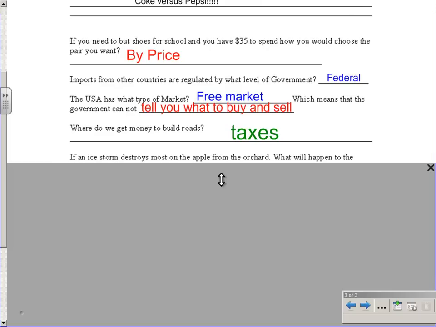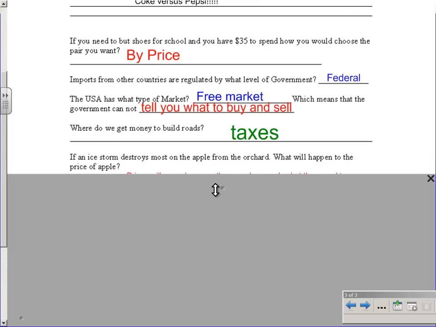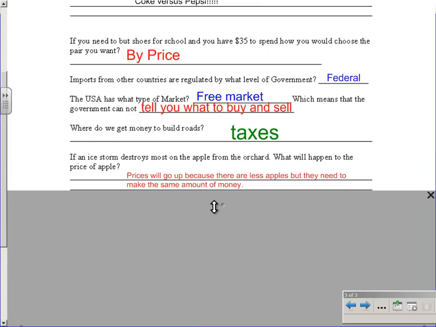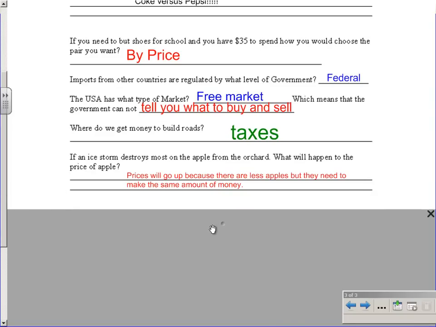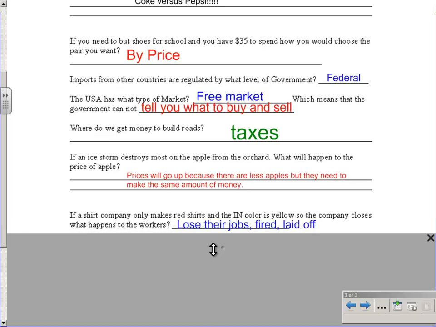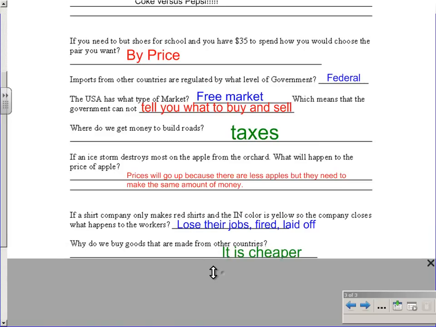Now, if an ice storm destroys most of an apple orchard, what will happen to the price of apples? The price will go up because there are fewer apples, but they need to make the same amount of money. So the price goes up as long as people are still willing to buy apples. If a shirt company only makes red shirts and the in color is yellow, so the company closes, what happens? Anytime a company closes, the workers lose their jobs, are fired or laid off.